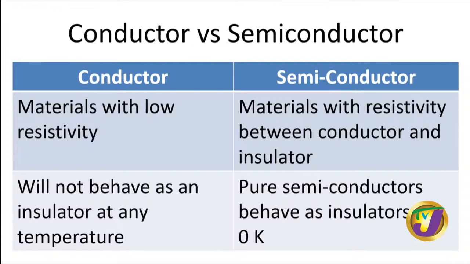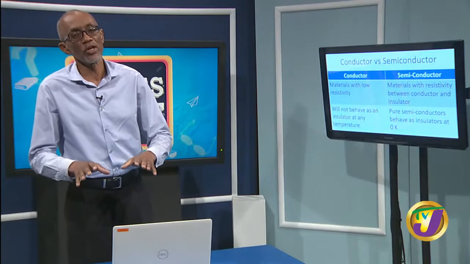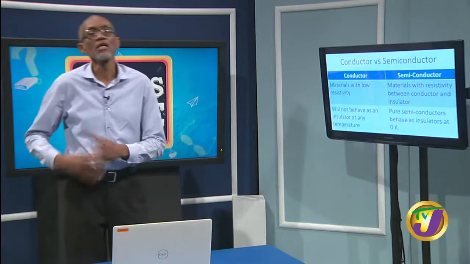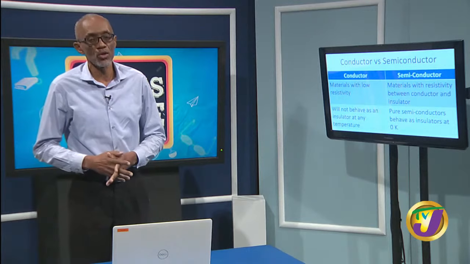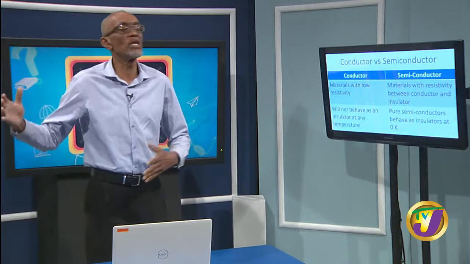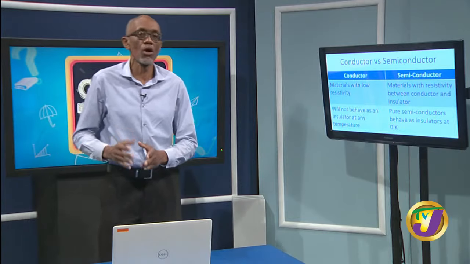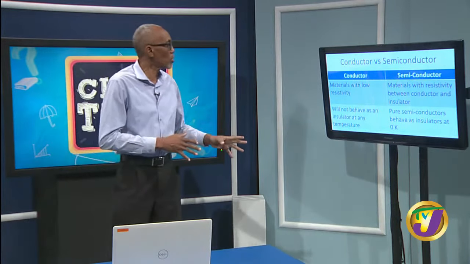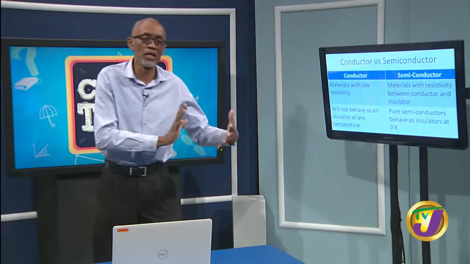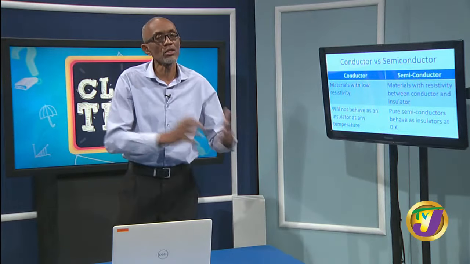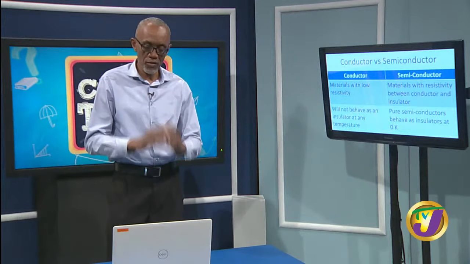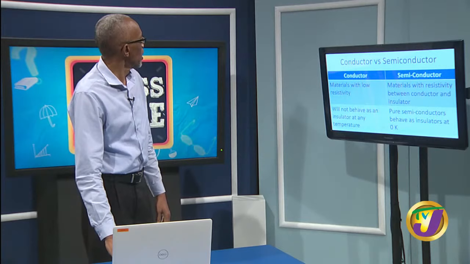Conductors are normally materials with low resistivity. The resistivity is a factor that tells you how resistant a material is to the flow of current through it. If a material has a low resistivity, it allows current to flow through it readily. If it has a high resistivity, it doesn't allow current to flow through it. Insulators have extremely high resistivities. They just don't allow current to flow through them. However, semiconductors have resistivity somewhere between a conductor and an insulator.